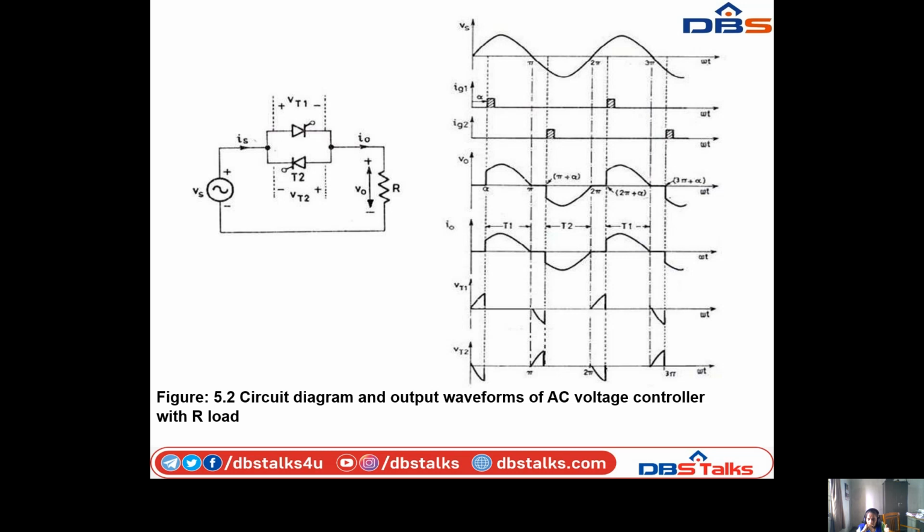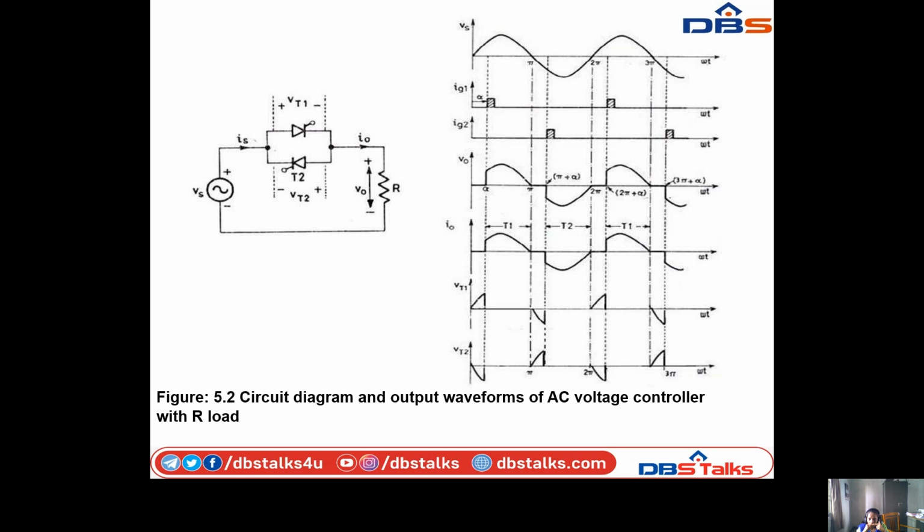Here the thyristor T1 will conduct from alpha to pi, so the output voltage will be obtained from alpha to pi, and again the thyristor T2 will conduct. It conducts from pi plus alpha to 2 pi. The output voltage comes to 0 at an angle of pi. Then again it starts to increase.